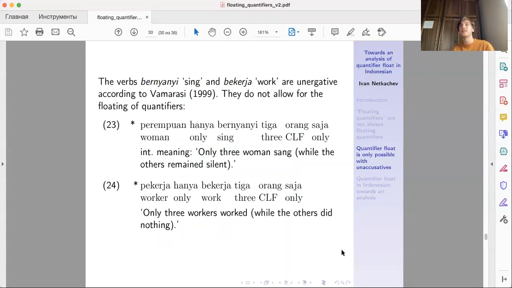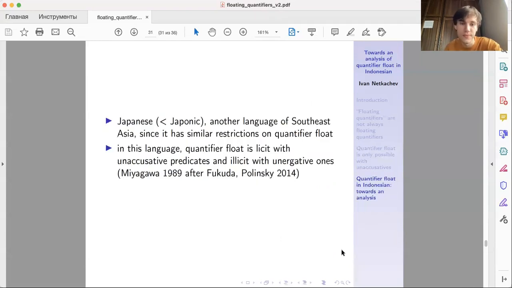Okay, so we see that my generalization holds. So the floating of quantifiers is only possible with unaccusative predicates and impossible with transitive verbs or unergative verbs. Now, let me try to suggest a possible analysis for this phenomenon. I'd say even sketch out a possible analysis.